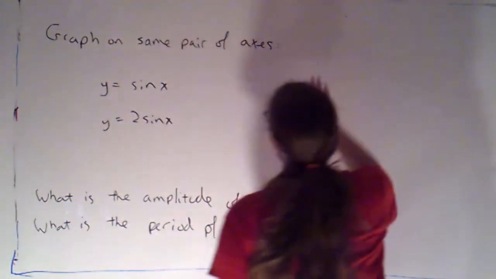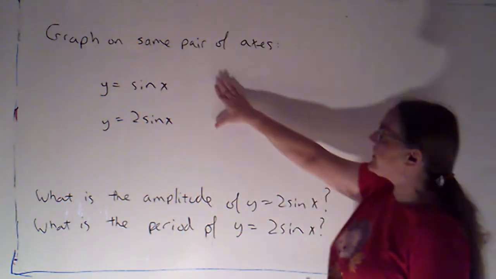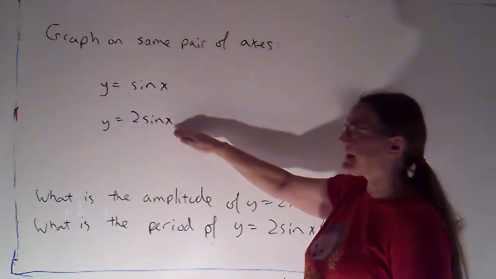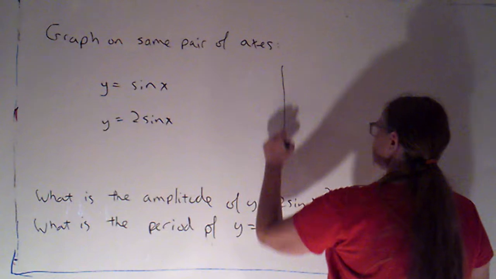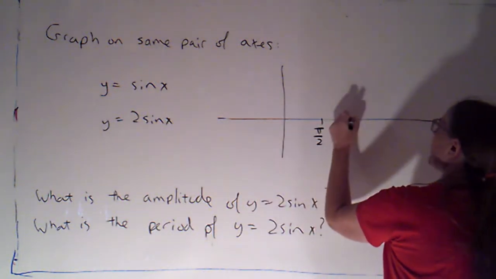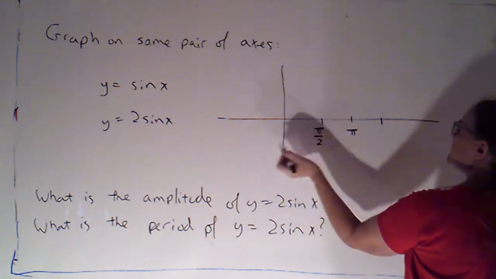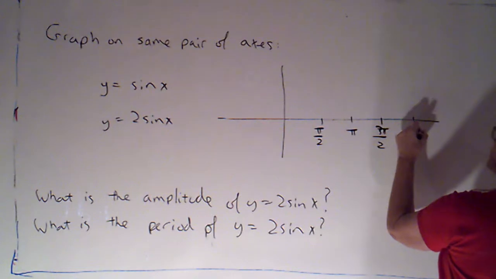We're going to start taking a look at transformations of the graphs of sine and cosine. So I've got a problem up here on the board. We're asked to graph on the same pair of axes, sine x and 2 sine x. So sine x, we should be familiar with. I'm going to just mark off my quadrantal angles for one period. So 0, pi over 2, pi, 3 pi over 2, and 2 pi.